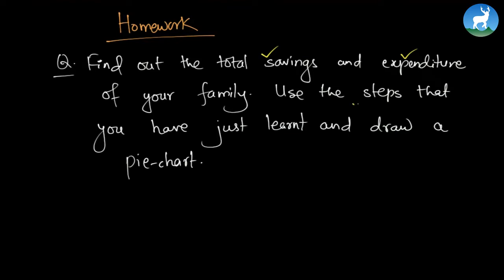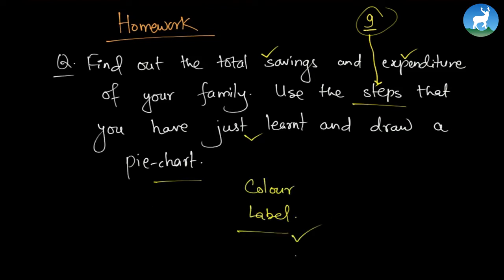After that, use the steps. How many steps were there? There were 9 steps. So use those 9 steps that you have just learned and draw a pie chart. Also, do not forget to color it and label it. Make it nice and clean. This is your homework. With that, we have come to the end of today's class.